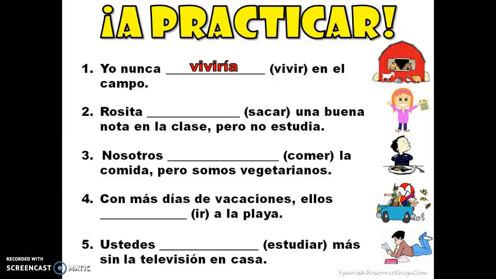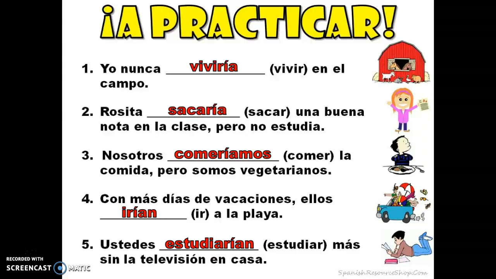The second one, Rosita sacaría una buena nota en la clase, pero no estudia. Número 3, nosotros comeríamos la comida, pero somos vegetarianos. Número 4, con más días de vacaciones, ellos irían a la playa. And número 5, ustedes, or ellos, ellas, ustedes estudiarían más sin la televisión en casa.